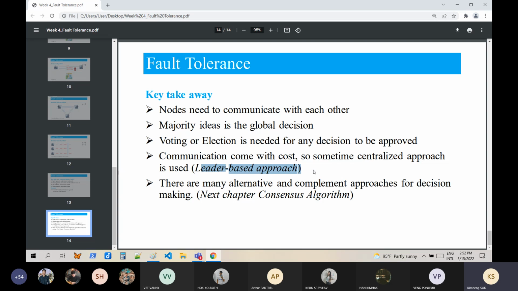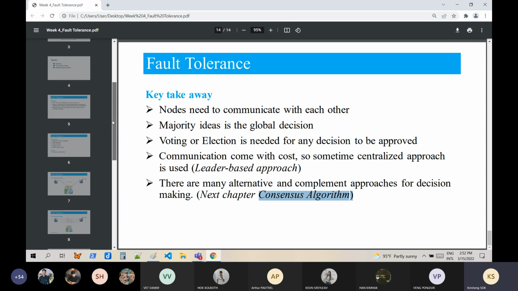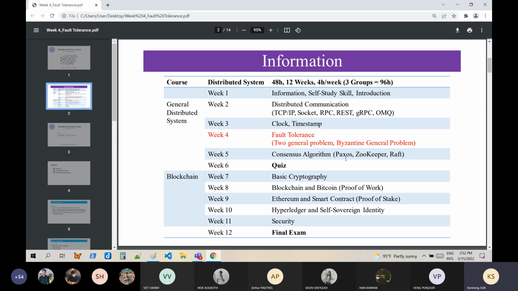So that's why there are a lot of these decision-making algorithms. We call them consensus algorithms. Some approaches use one, others use another. Those approaches we will learn in chapter 5, like Paxos, ZooKeeper, Raft is also a consensus algorithm. Then within weeks 3, 7, 8, and 9, we also learn proof of work is a consensus algorithm, proof of stake is also a consensus algorithm, and Hyperledger uses the Raft consensus algorithm, something like that.